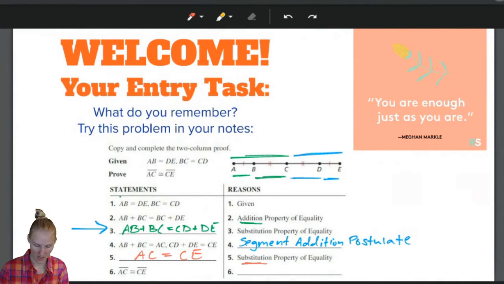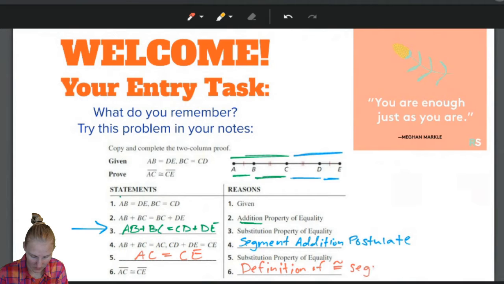Beautiful. Okay. And now from here, how do they get from AC being equal to CE? How do they get to the segment AC is congruent to the segment CE? Well, that's what it means for two segments to be congruent. If they have the same length, then they're congruent. So this is the definition of congruent segments. And there we go.